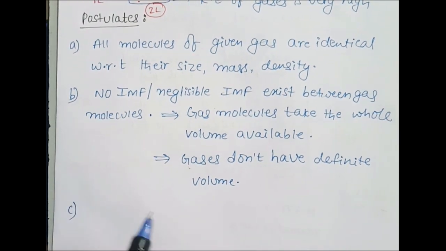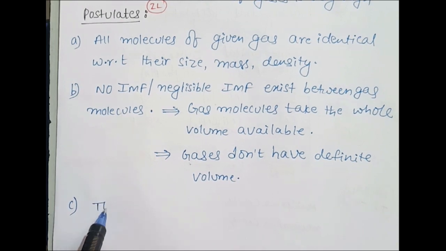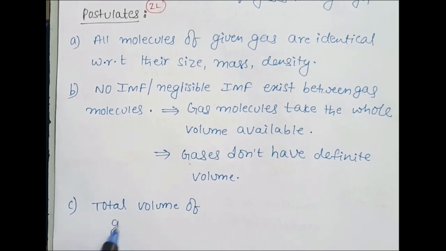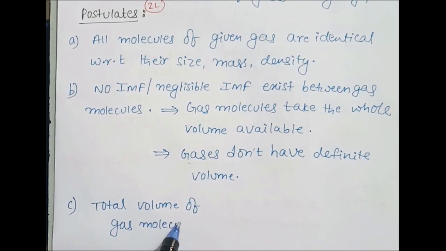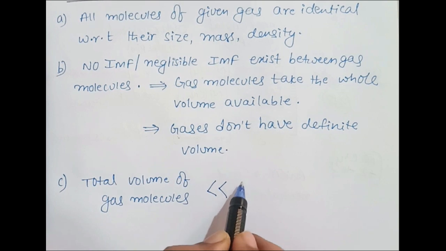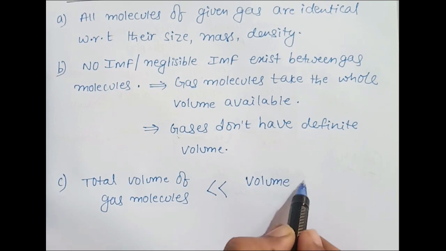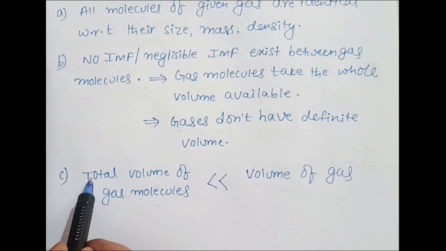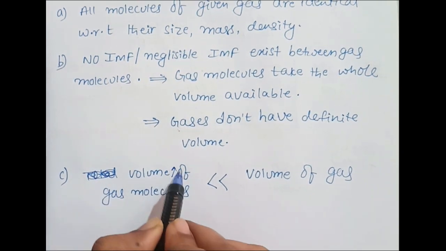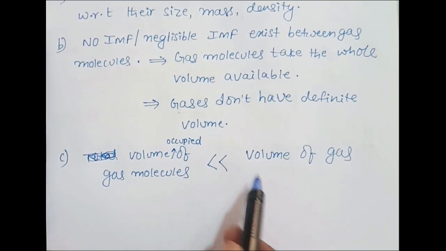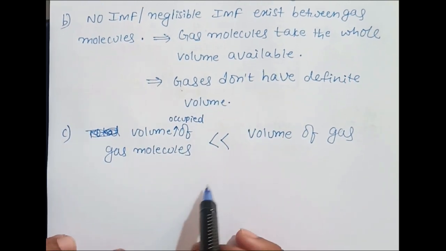Now point number 3, what they said is the total volume of gas molecules, or the volume occupied by gas molecules, is very, very less as compared to the volume of container, or you can say volume of gas. I will make a small modification here. I can say the volume occupied by gas molecules is negligible as compared to the volume of gas. What is the meaning of this point?